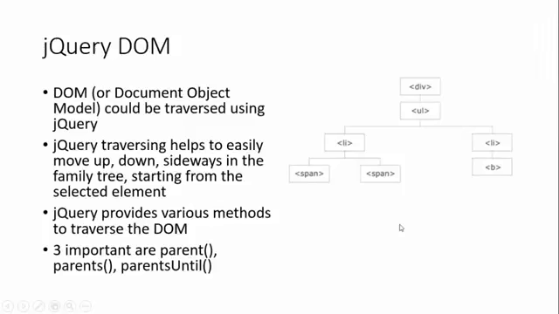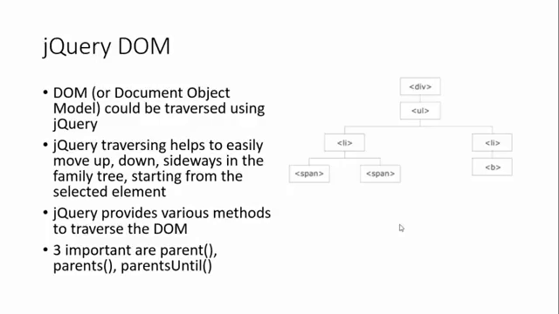jQuery and DOM. jQuery traversing could be used to move through the elements of an HTML document to find or select HTML elements based on their relation to the other elements. jQuery traversing can be used to easily move up ancestors, down descendants, and sideways or siblings in the family tree, starting from the selected or the current element.